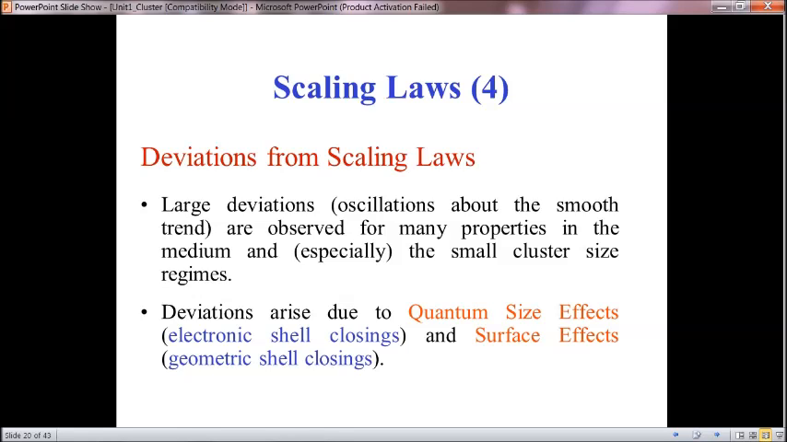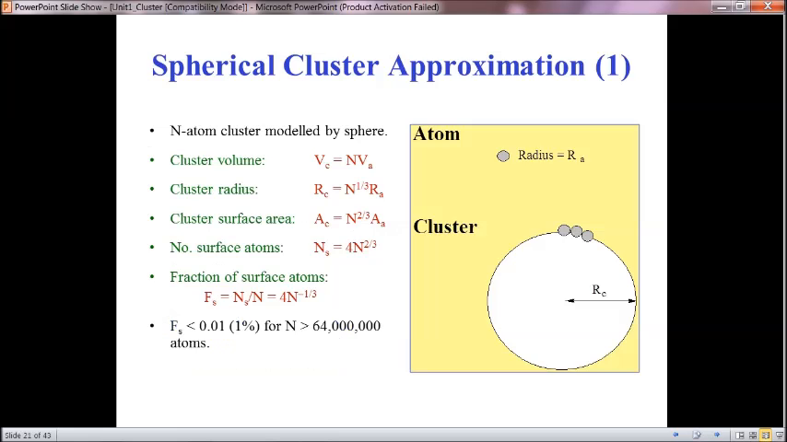The oscillations about the smooth trend are there with the nanoclusters. The deviations arise due to quantum size effect and surface effect. The quantum size effects are because of electronic shell closings, and surface effects are due to geometric shell closings. Then the spherical cluster approximation.